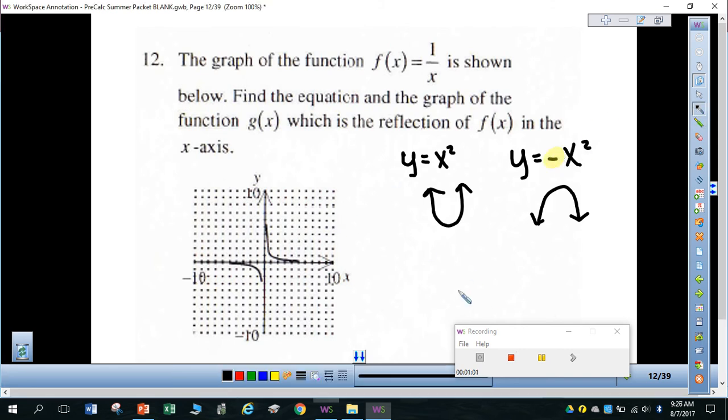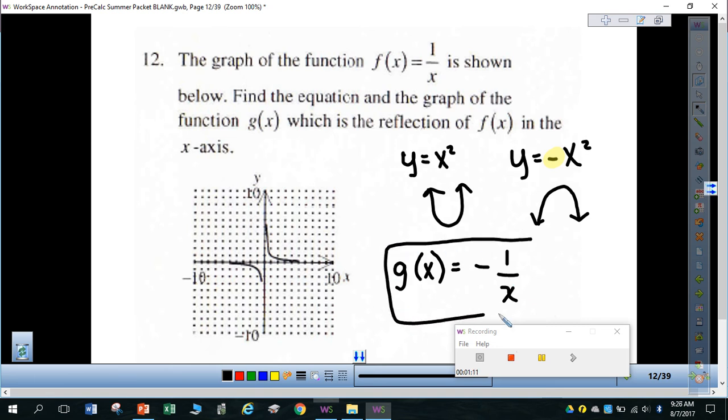So if this is 1 over x, if we want g of x to reflect it over the x-axis, we're just going to put a negative sign out in front. So that is the equation part that it's asking for.